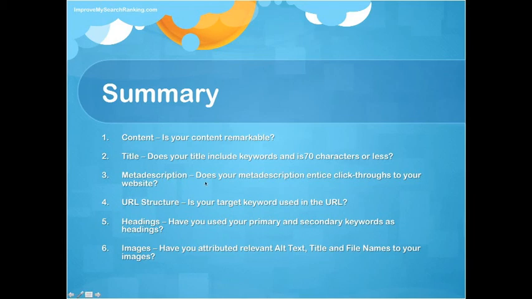Point 3, meta description. Does your meta description entice click-through rates to your website? If not, you might want to rewrite it in a more compelling fashion. Point 4, URL structure. Is your target keyword used in the URL? This helps Google understand what your page is about, and is highly important. Point 5, headings. Have you used your primary and secondary keywords as headings in your web page? Once again, this helps Google understand what your page is about. And finally, images. Have you actually attributed relevant alt text, titles, and file names to your images?